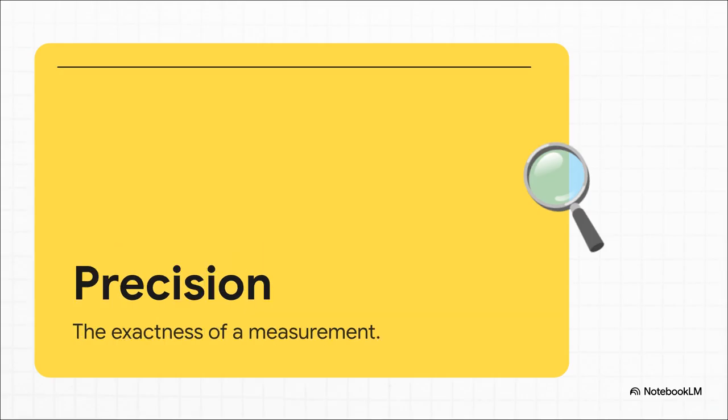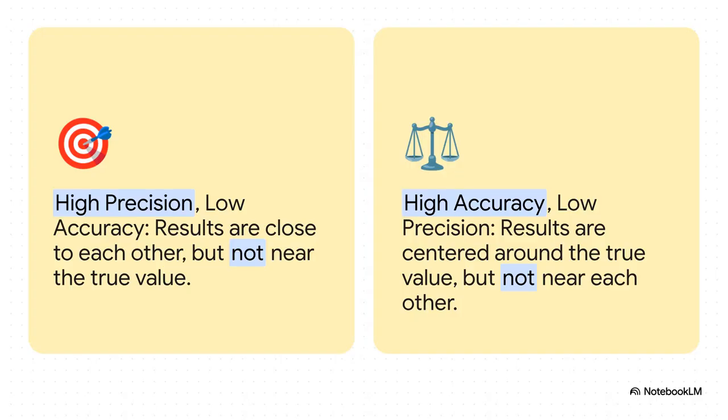And then we've got precision. Now, this is different. This isn't about being correct. It's about being consistent. So let's say you take the same measurement 3 times and you get the exact same result every single time. Your measurement is super precise. But here's the catch. That result could still be totally wrong. Precision is all about repeatability. So how does this actually work in practice?